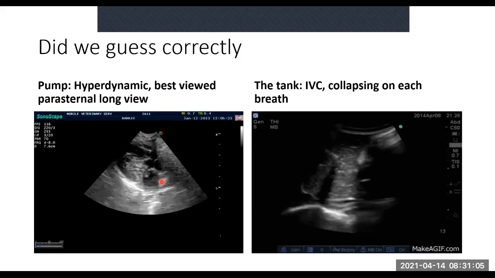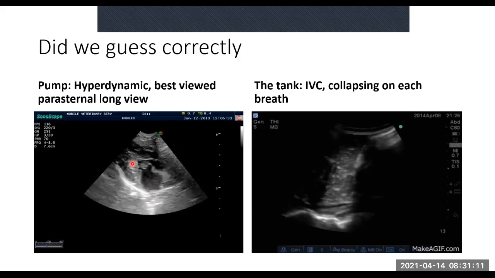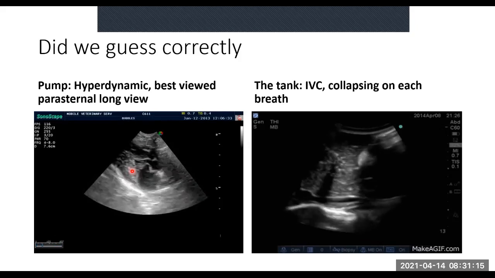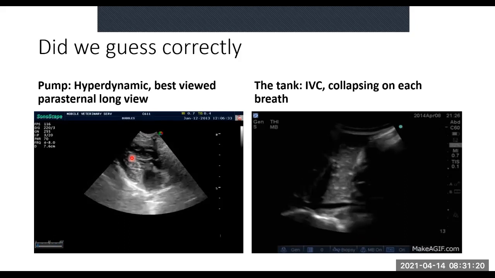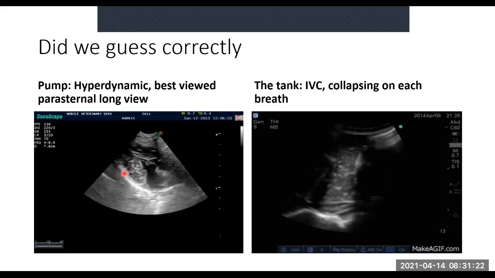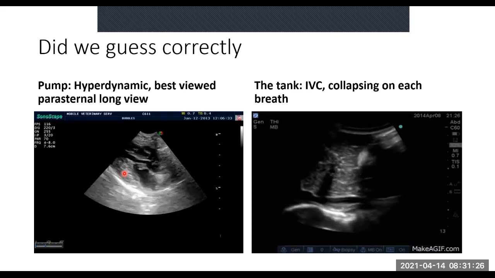So the hyperdynamic heart is normally best seen in the parasternal long view. So that's where you place the ultrasound in this configuration, right? So we've got the right ventricle, we've got the left ventricle, the left atrium, and we've got the aorta over here. So what do you notice about the left ventricle? Because that's what we're concentrating on. How's it working? Is it what we expected?